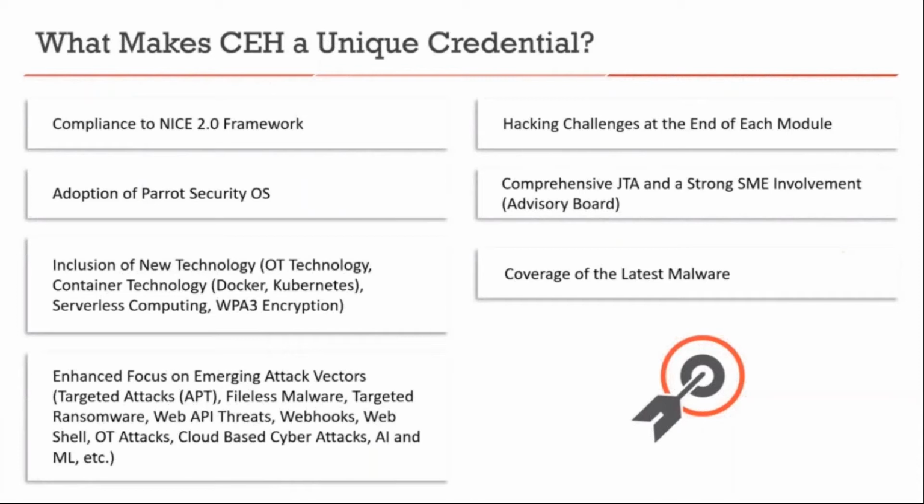So now with the CEH version 11, you will go through each of the stages of the cyber kill chain. Apart from that, there are a few more things added for the new attack vectors like the web API, webhooks, web shell, OT attacks, and some cloud-based cyber attacks as well.